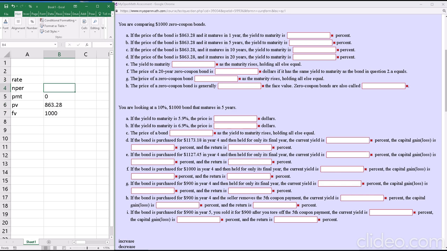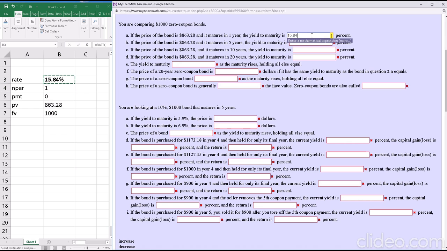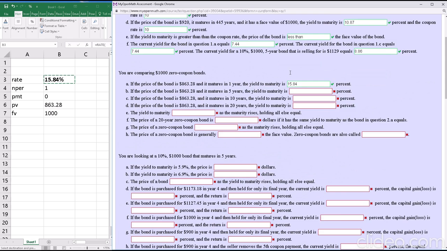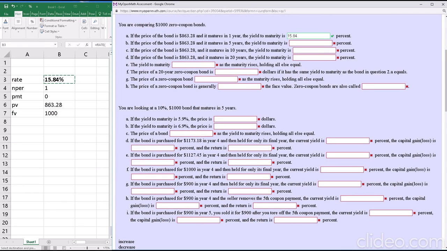And we want to know the yield to maturity. For the first scenario in part A, it matures in 1 year, so we want to know what the rate is. Let's type equal rate, and number of periods, payment, the price, which we have to make negative, right? And then the face value. We hit enter, and we get 15.84%. Now let's go back to the notes.